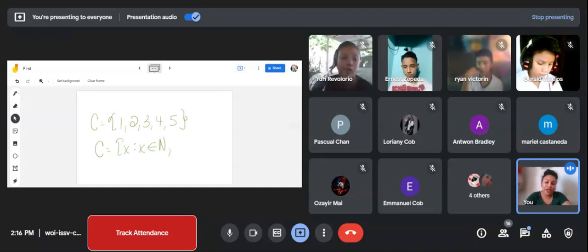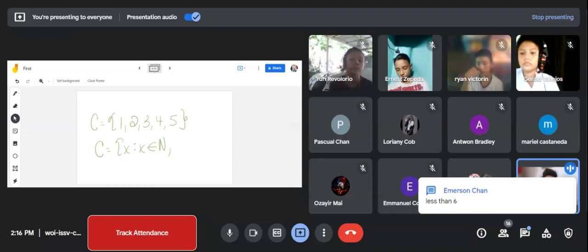1, 2, 3, 4, 5. So how can I write something else that just says 1, 2, 3, 4, 5, or makes it understandable that I'm just talking about five of them? What symbol in math can I use to do that?